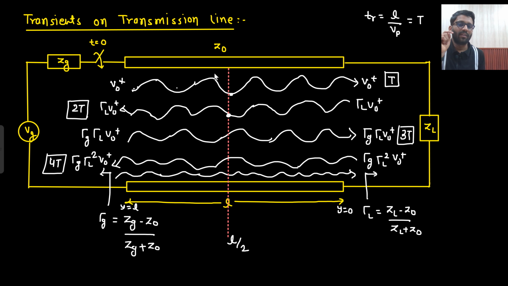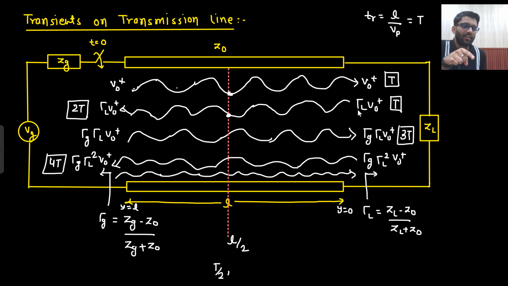At 3t by 2 time. Basically, initially at t by 2 time, V0 plus came. Then at 2t, what is the scene at 2t? No, sorry, this is the scene at t only. Really sorry, this is the scene at t only.